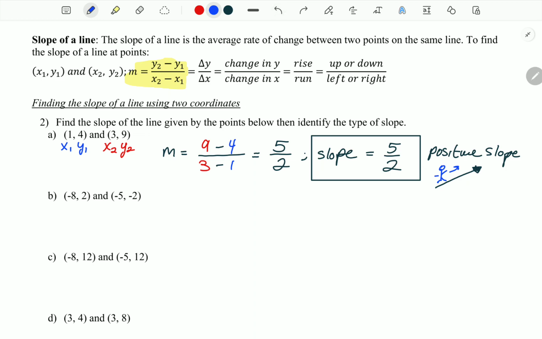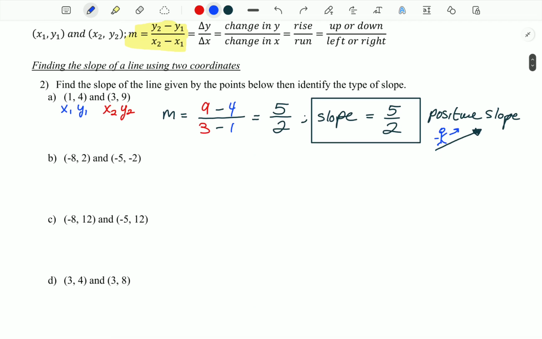Let's do the same thing for letter C. I'm going to skip letter B. Try letter B on your own, and then I'm going to come back to it. So, same thing. x1, y1, x2, y2. Our slope is going to be 12 minus 12 divided by, that is going to be -5 minus -8. Now you're allowed to use calculators in this course, but I'm going to do it by hand. 12 minus 12 is 0.